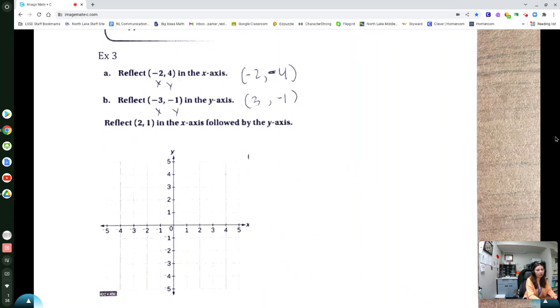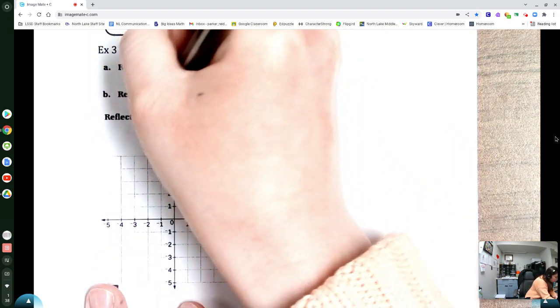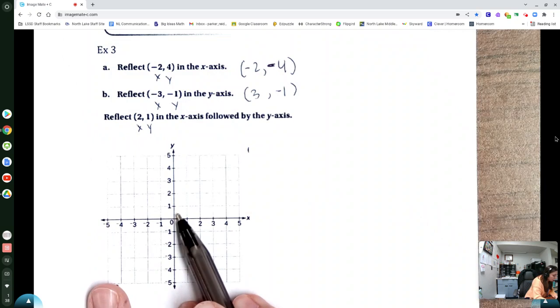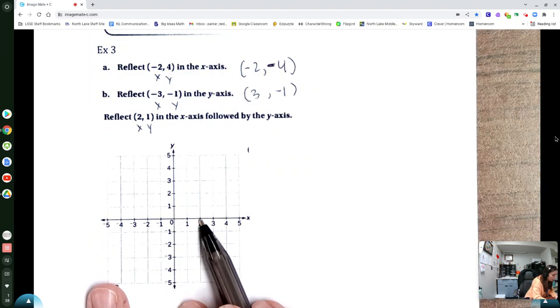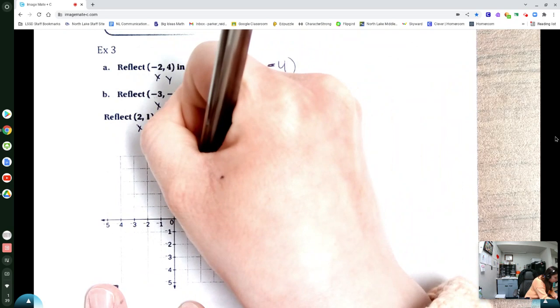Now the last thing we're going to do is reflect 2, 1 in the x-axis followed by the y-axis. We're going to do 2 reflections. So first I'm going to plot my point. 2, 1. Remember, we start at the origin. The x value is 2, so walk 2 to the right. The y value is 1, so take an elevator up 1. And this is where our point should be.